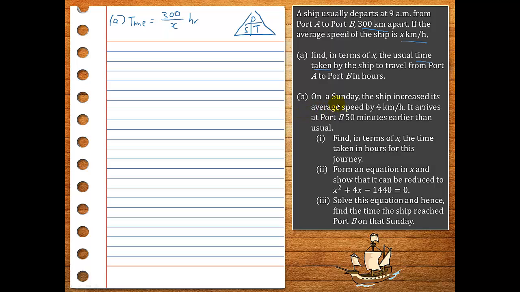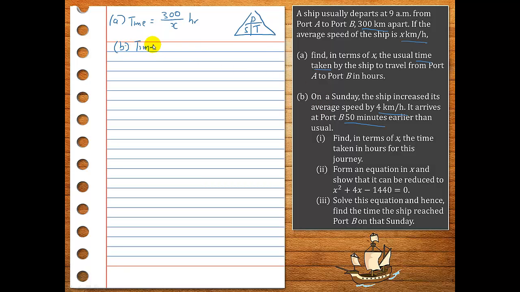Part B, on a Sunday, the ship increased its average speed by 4 kilometers per hour. It arrives at port B 50 minutes earlier than usual. We have two new pieces of information here. B, part 1, find in terms of x the time taken in hours for this journey. So what is the time taken to travel on a Sunday?